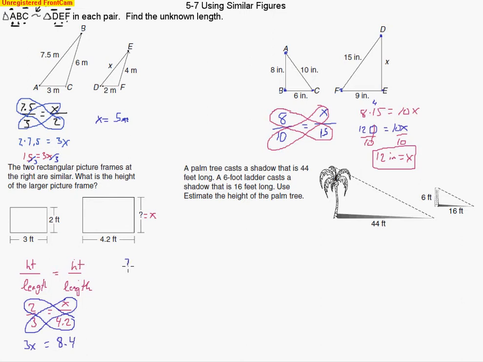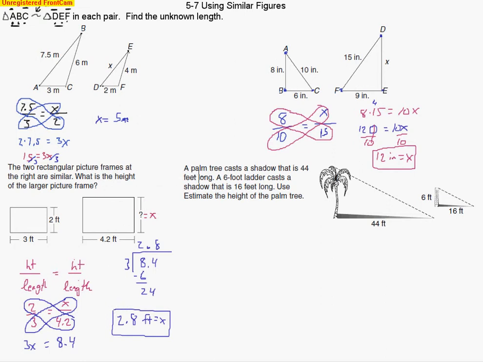So now I have to divide 3 into 8 and 4/10. I'll bring the decimal point straight up so I don't forget about that. And 3 into 8 goes 2 times. It makes 6, so I've got 2 left over. And 3 into 24 goes 8 times. So there it is: 2 and 8/10, in feet, is the set of units I've got. And that's the height of that larger frame.